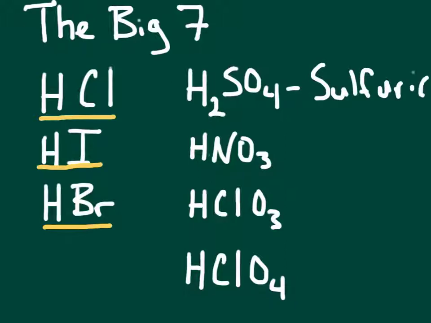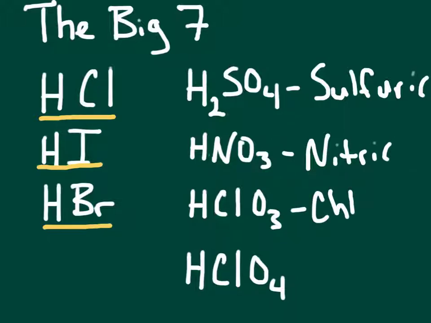You've also got a sulfurous, but it's not a strong acid. You've got nitric acid. You've got chloric acid. And you've got chlorous acid. These are your big 7. You need to memorize these. Plain and simple. It'll save you time, save you effort, and the rules help, but not always.